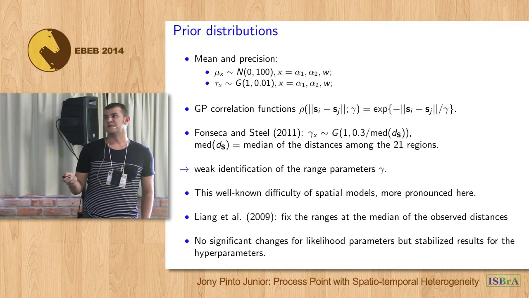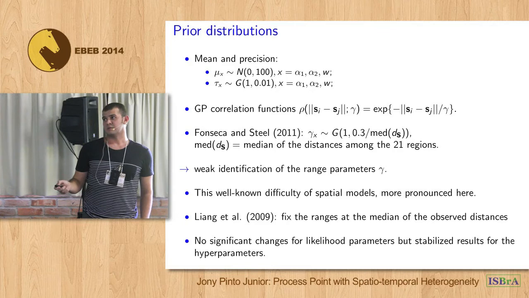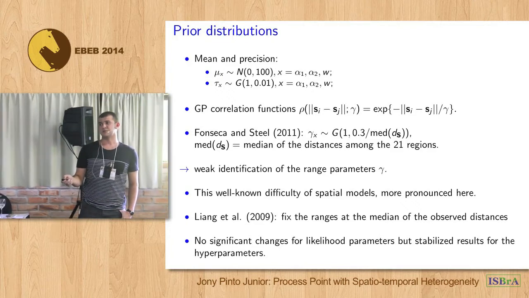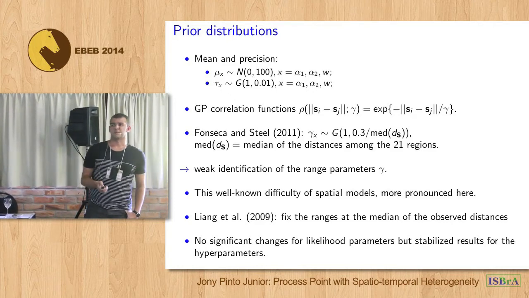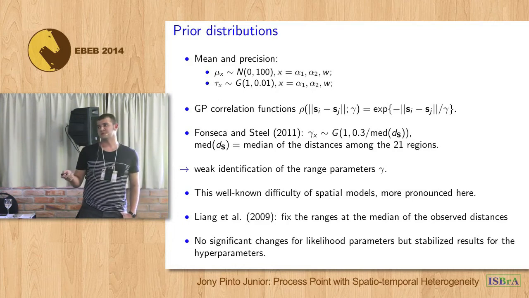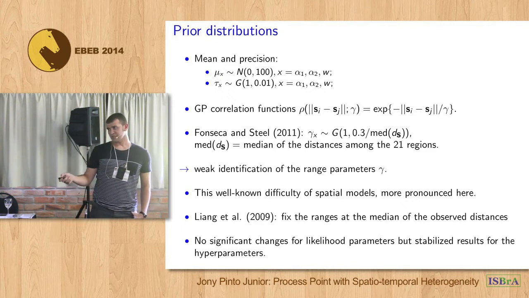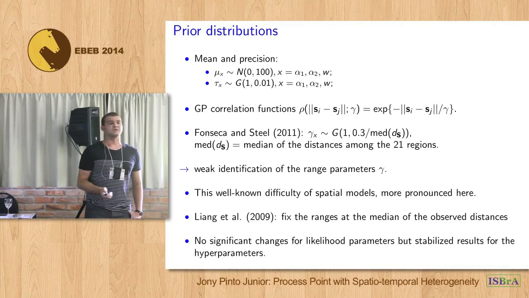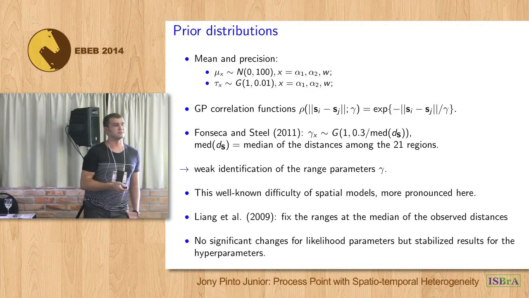So we use vague priors for the mean and precision of the Gaussian process. We use the exponential correlation function. The prior of the range parameters was used as suggested by Fonseca and Steel 2011. And weak identification of the range parameters was experienced. This is a well-known difficulty of spatial models, more pronounced here, because we have more than one range parameter to estimate. Following Liang et al. 2009, we fixed the ranges at the median of the observed distances, and no significant changes for the likelihood parameters were observed, but stabilized results for the hyperparameters were obtained.